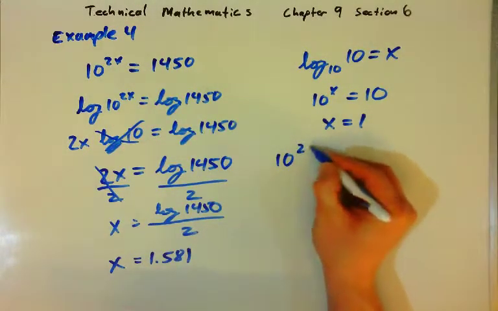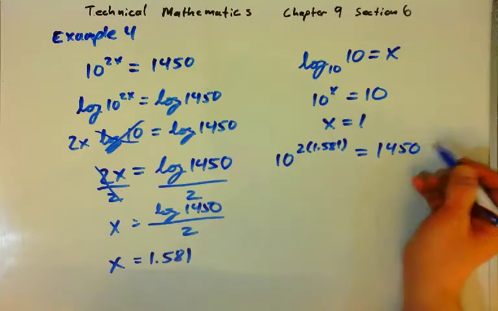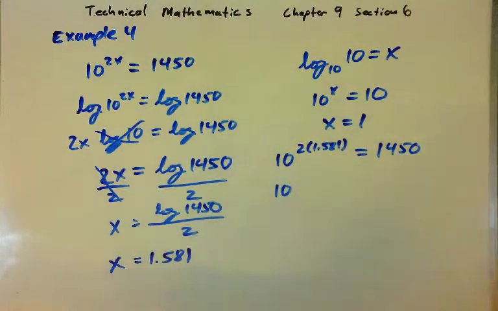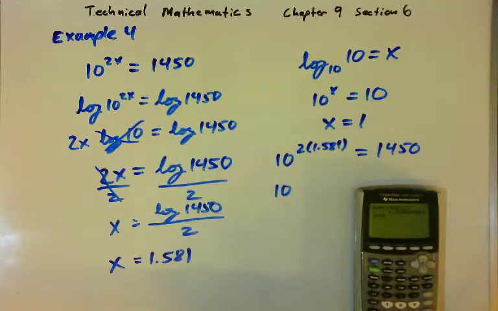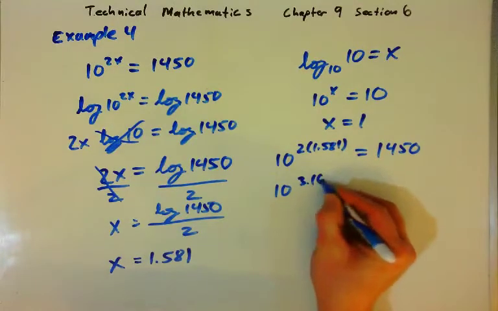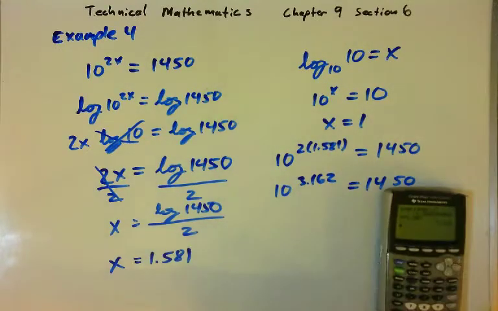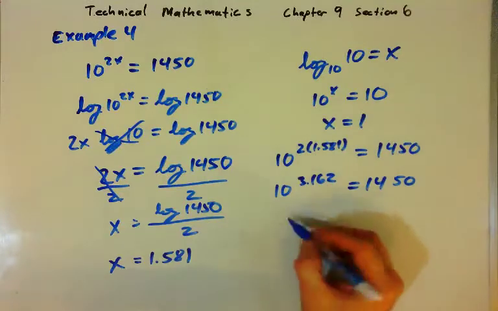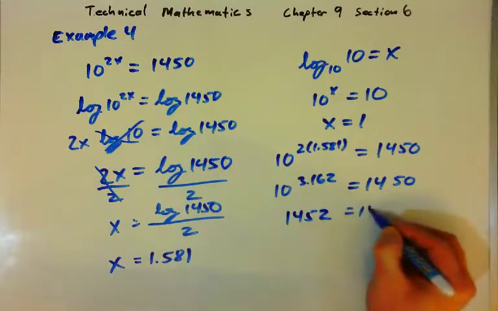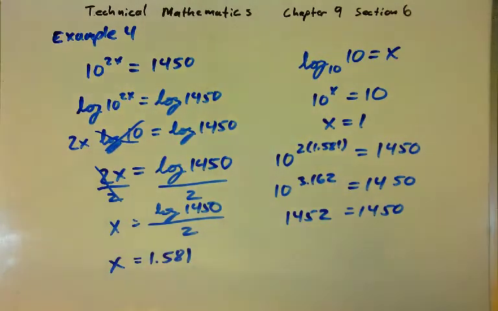We have 10 to the 2 times 1.581 power is equal to 1,450. And so 10 to the, let's multiply first, 2 times 1.581 is 3.162. This should be equal to 1,450. So now we can work out the exponent. 10 to the 3.162 power is 1,452. And of course, because we rounded, our answer is not exactly right, but it's very close.